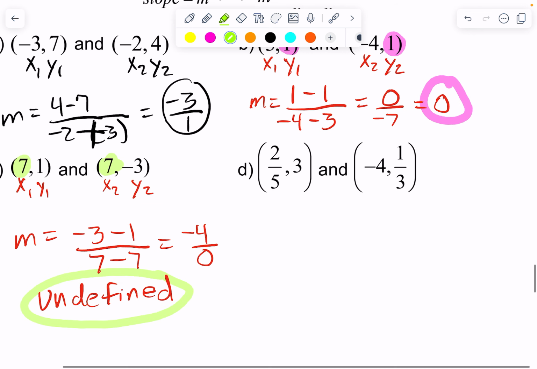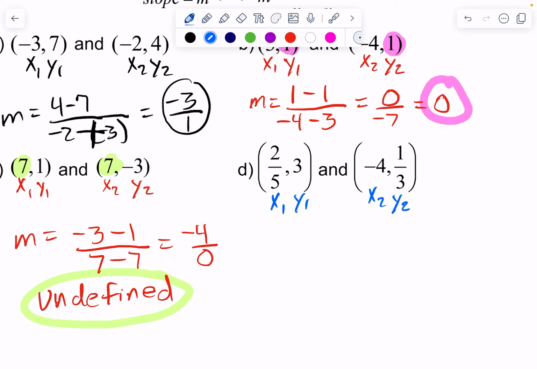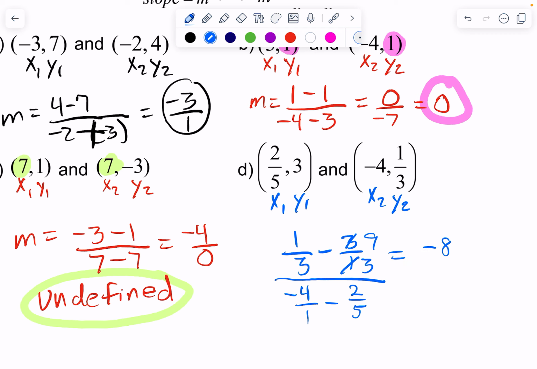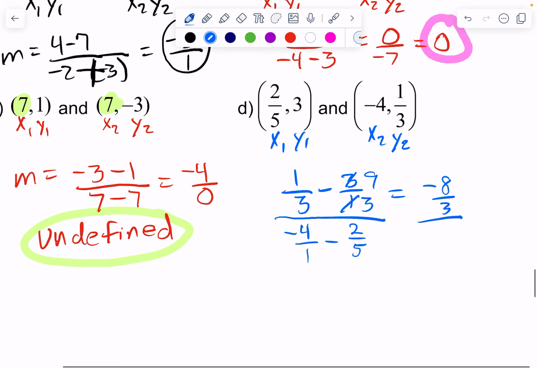And last but not least, sometimes we do have fractions. So if I've got my x1, y1, x2, y2, y2 minus y1, which is 3 over 1, equals -4 over 1 minus, which is x2, minus x1 of 2/5. Common denominator is 3. That goes to 9. That's -8/3 over, common denominator is 5. That goes to -20.